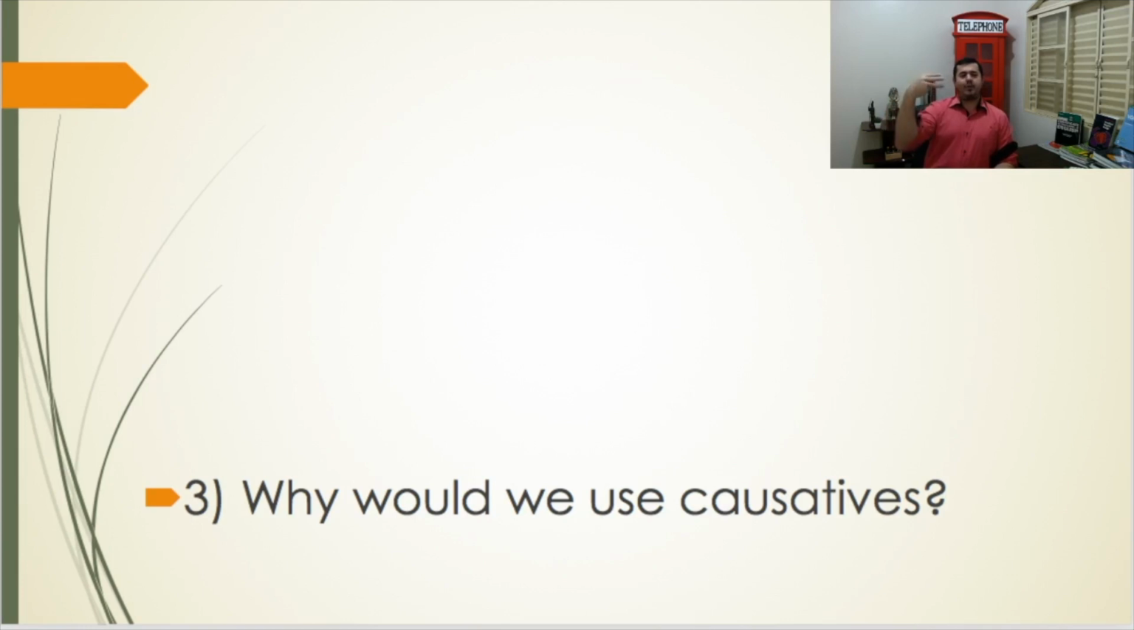Now, question number 3. Why would we use causatives? Well, it's basically to say that we have arranged for somebody to do something for us, so we are not doing it ourselves. For example, non-natives very often tell Americans, "Oh, I'm going to cut my hair." But that's not exactly what they mean, because Americans understand you're going to get a pair of scissors and do it yourself. What non-natives are trying to say is that they're going to have a haircut.